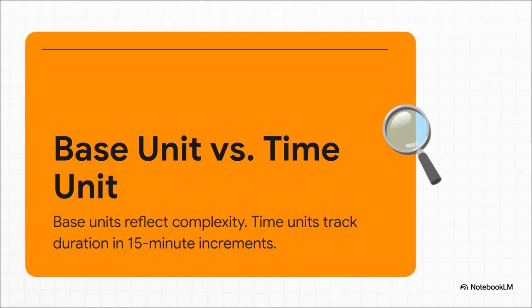Now, it's absolutely crucial to understand the difference between base units and time units. Think of base value units as a difficulty score. They're assigned by the ASA, the American Society of Anesthesiologists, based strictly on how complex the procedure is. A simple knee scope is obviously going to have a lower base unit than an open heart surgery. Time units, on the flip side, strictly measure the clock, and they're typically calculated in 15-minute increments.